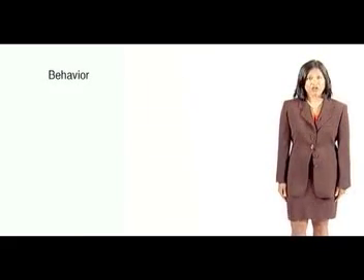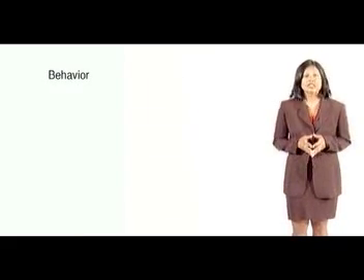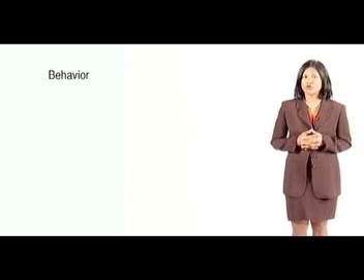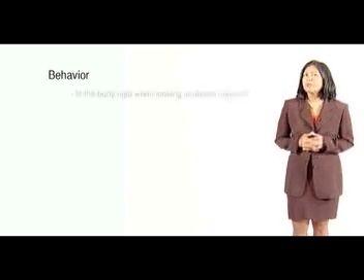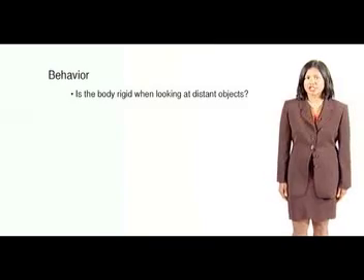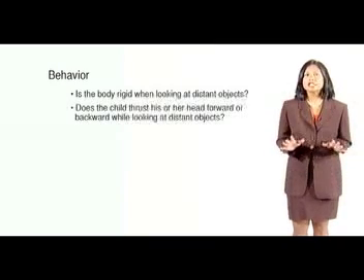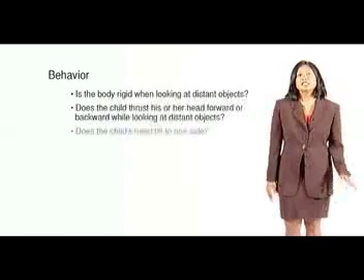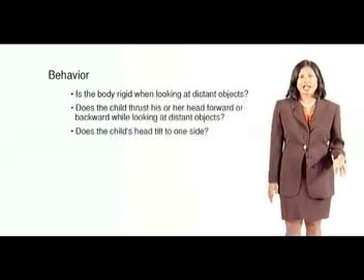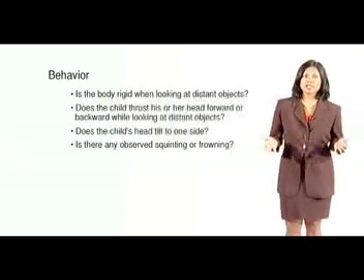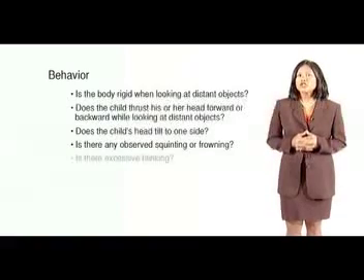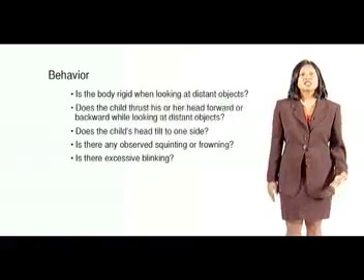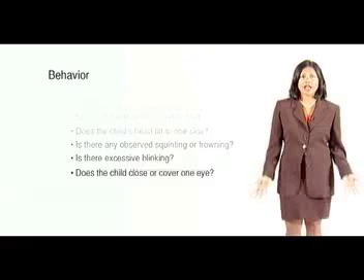or abrasions. The B for behavior requires looking for signs in the child's manner, stance, or vision-related habits. Is the body rigid when looking at distant objects? Does the child thrust his or her head forward or backward while looking at distant objects? Does the child's head tilt to one side? Is there any observed squinting or frowning? Is there excessive blinking? Does the child close or cover one eye?